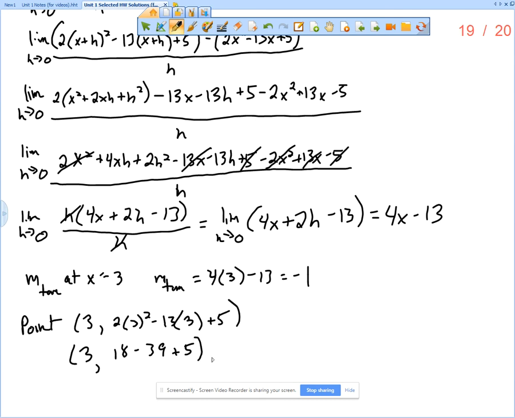So 3 comma negative 16 is my point, and therefore my equation of the tangent line is y plus 16 equals slope of negative 1 times x minus 3.